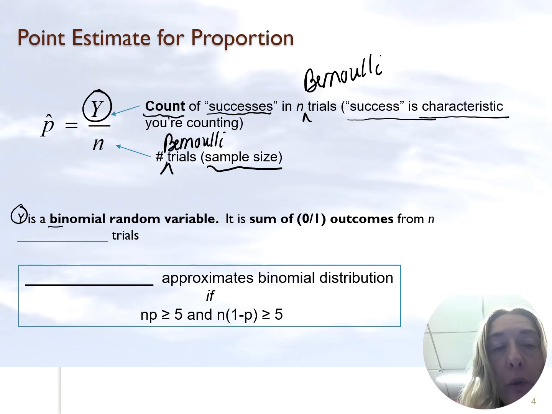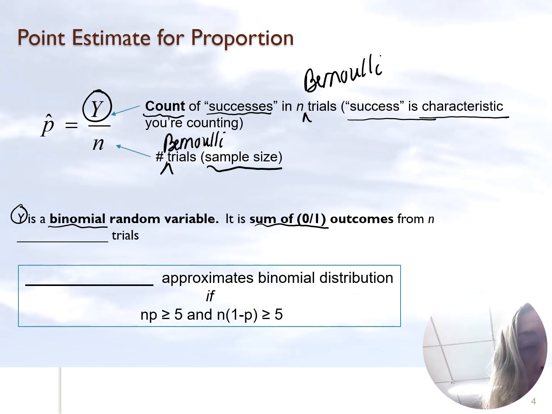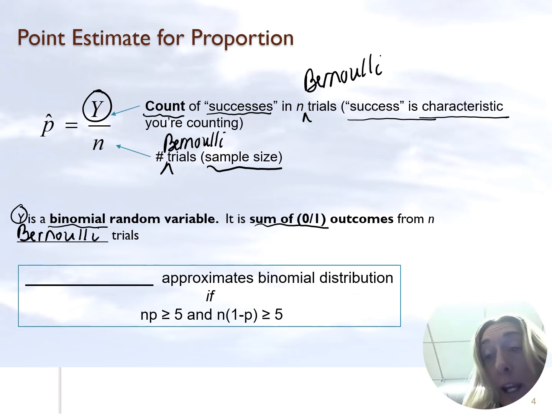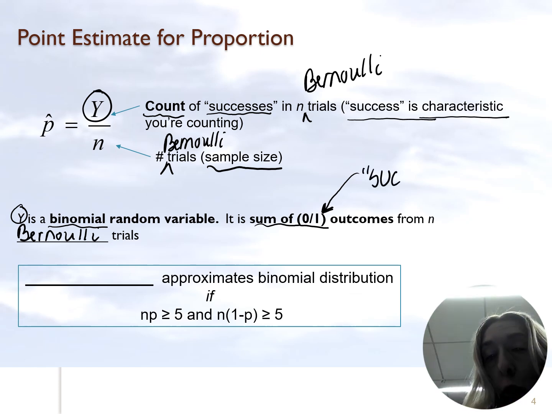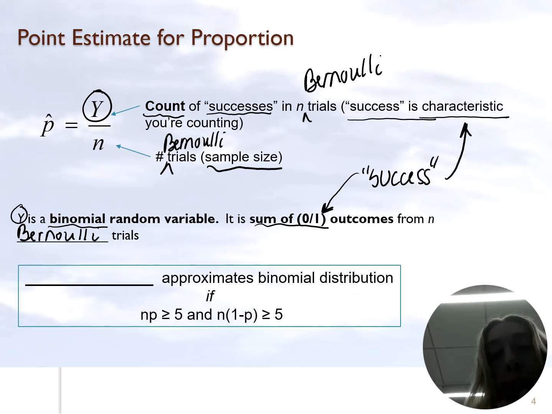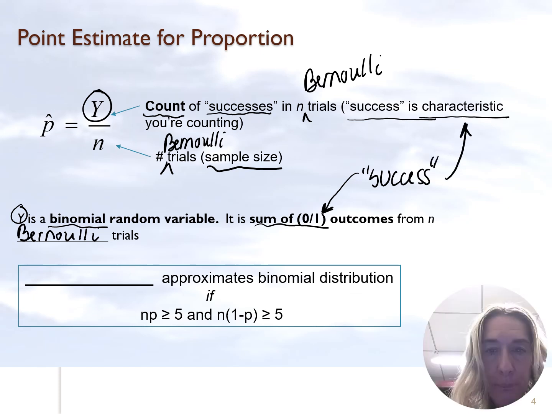In the numerator, y is a count variable. It's distributed according to the binomial distribution. You can also think of it as the sum of your 0 or 1 outcomes from your n Bernoulli trials. Remember, each Bernoulli trial is like a binary variable. It can only take one of two values, but that value of 1 corresponds to your success, or the characteristic that you're interested in counting.